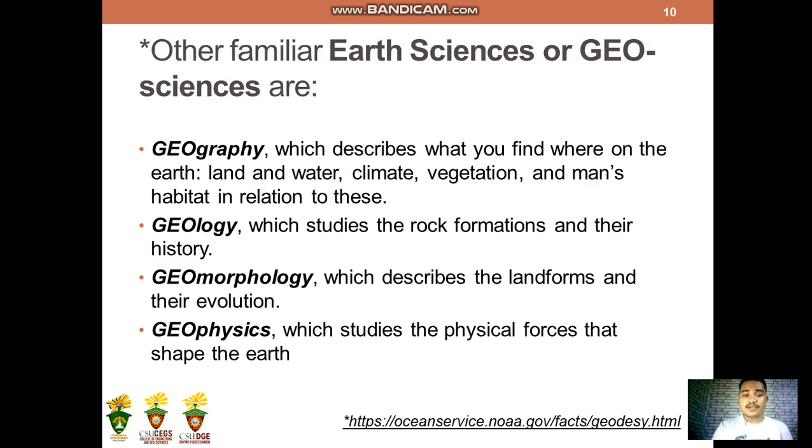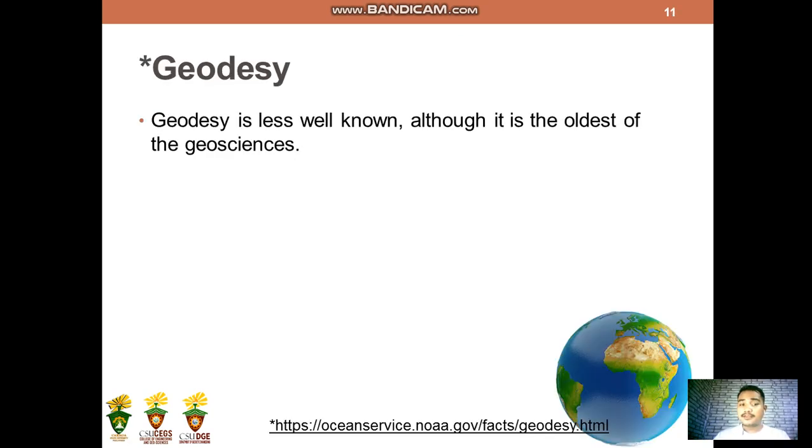Next is geomorphology, which describes landforms and their evolutions. And lastly, geophysics, which studies the physical forces that shape the Earth. Geodesy is less well known, although it is the oldest of the geosciences compared to geology, geomorphology, geography, and the others. So what does Geodesy do?